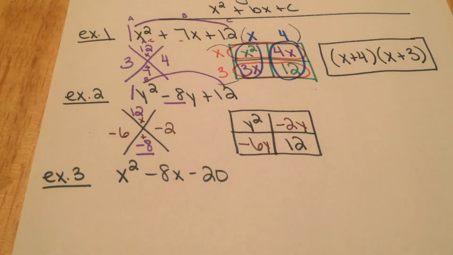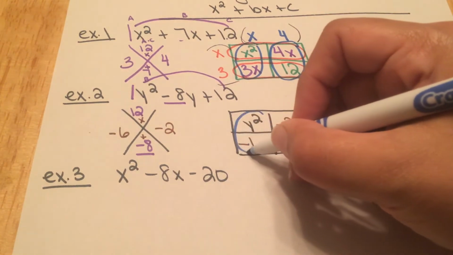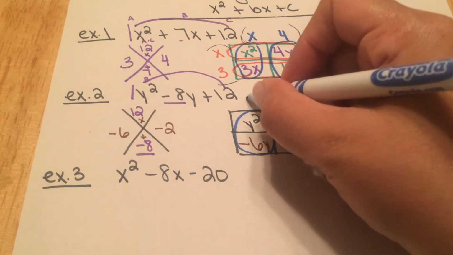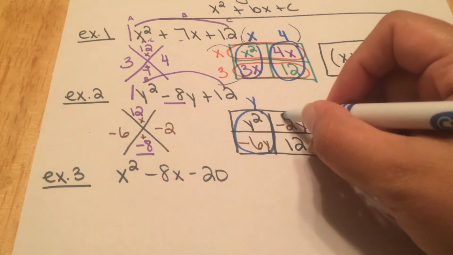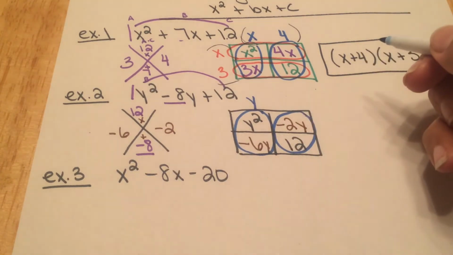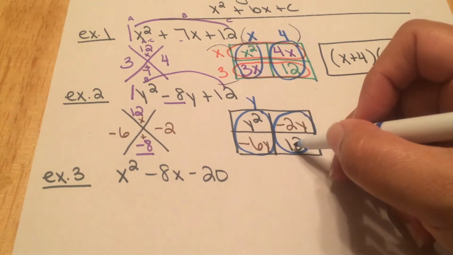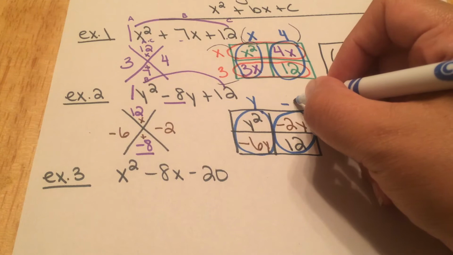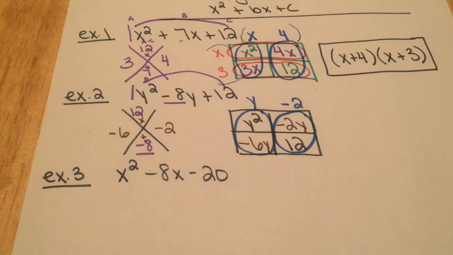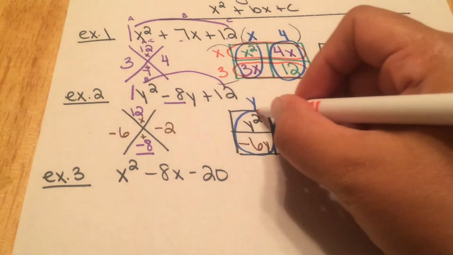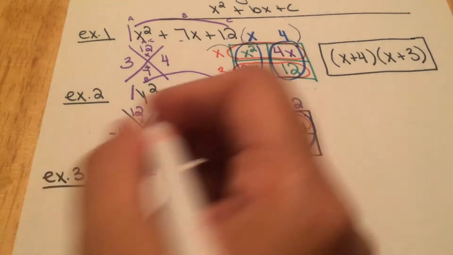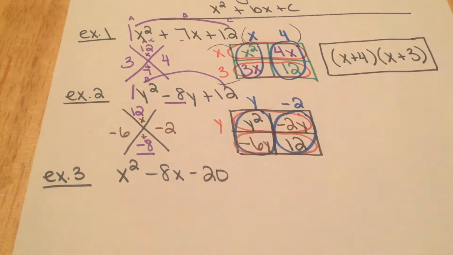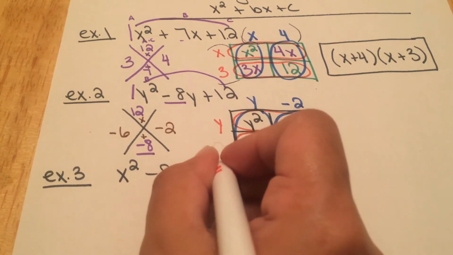Okay, so the first thing I want to do is find the GCF between y squared and -6y. Hopefully we come up with y. And now what's my GCF between -2 and 12? Hopefully we realize that it's going to be a -2. Remember, we always like to pull out that negative. Then we're going to figure out our GCF between y squared and -2y, and that's going to be y. And then -6y and 12, and that's going to be a -6.